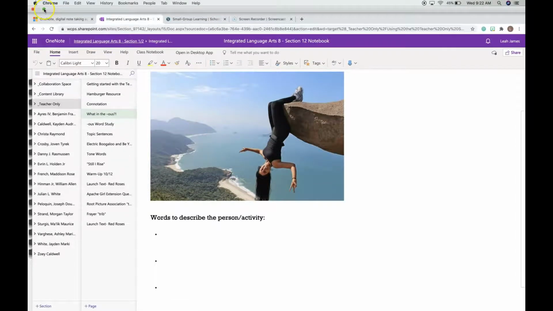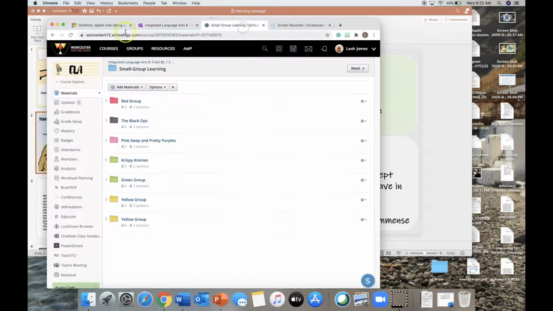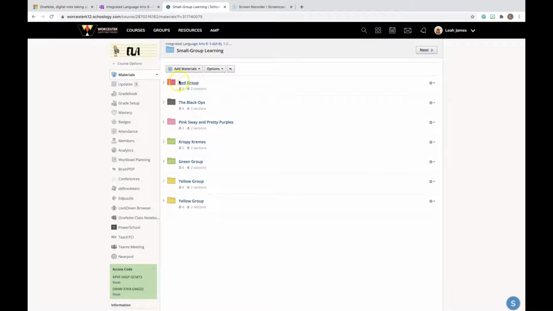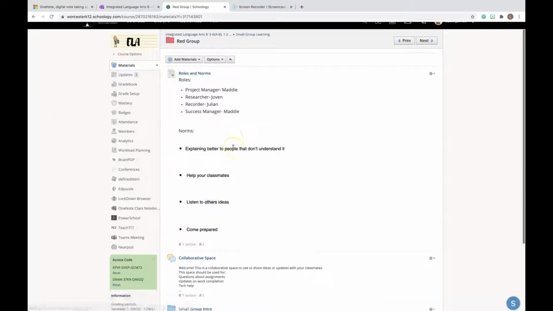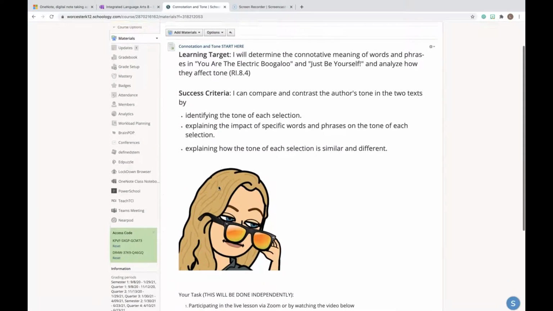All right, so now that you have your vocabulary done, we're going to go ahead and move into our main lesson. So when you go to our courses, if you could go ahead and click on our small group learning, click into your folder, and then you're going to find that connotation and tone.